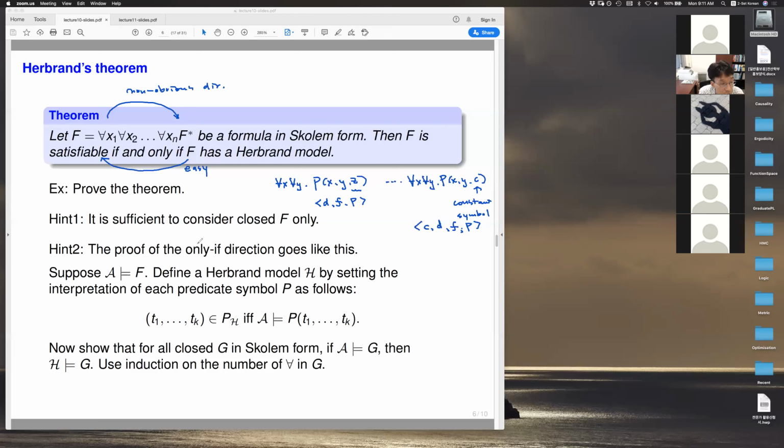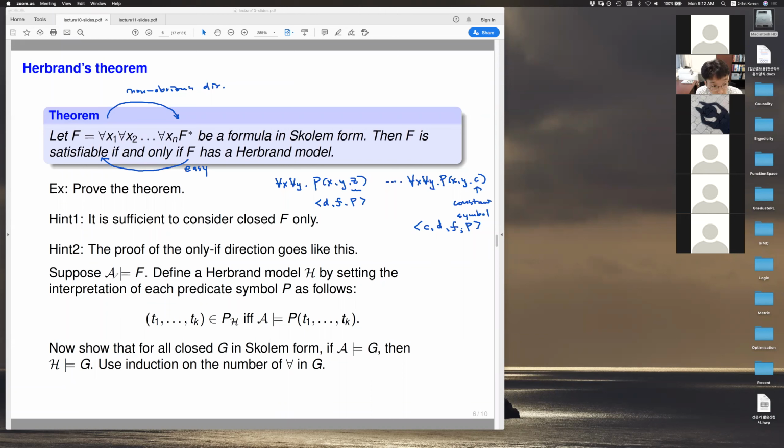The second hint is that the non-trivial direction is the only if direction, and here are some hints on how to do it. To show the non-trivial only if direction, because f is satisfiable, we can assume there is some structure A which satisfies f. If A is a Herbrand model, great, we are done. But in general, A is not a Herbrand model. So our task is to construct a Herbrand model H from A.